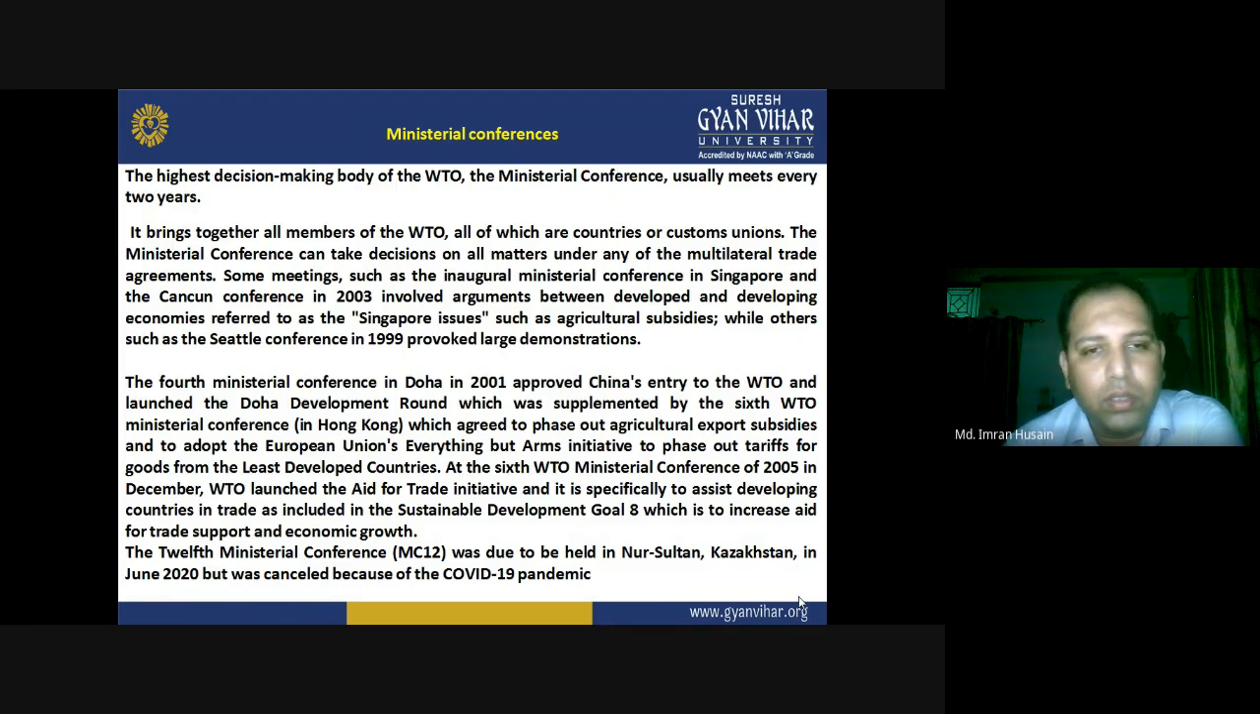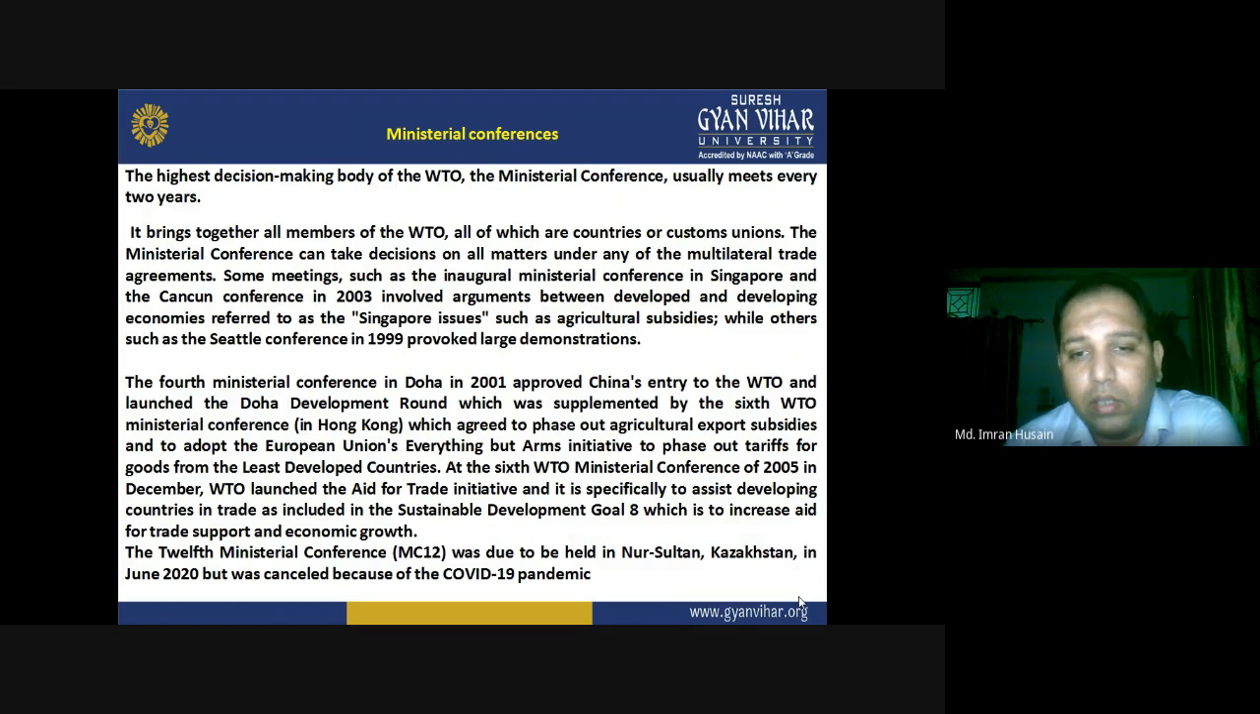The Fourth Ministerial Conference in Doha in 2001 approved China's entry to the WTO and launched the Doha Development Round, which was supplemented by the Sixth WTO Ministerial Conference in Hong Kong, which agreed to phase out agricultural export subsidies and to adopt the European Union's Everything But Arms initiative to phase out tariffs for goods from the least developed countries.